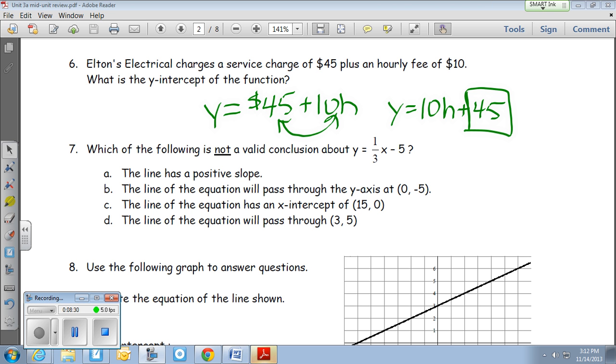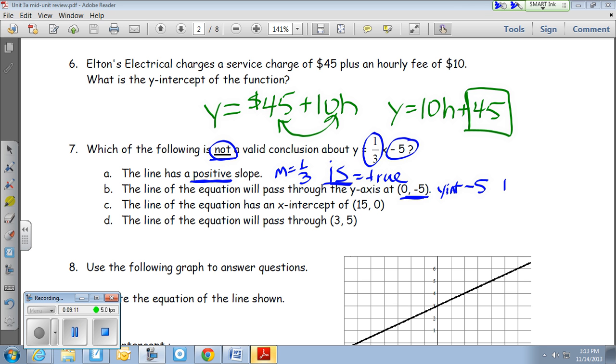Number 7, which of the following is not a valid conclusion about the equation y equals 1/3 x minus 5? Okay, so letter A says the line has a positive slope. Now here's my slope, 1/3. So it looks to be positive. So this is valid, this is true. Letter B, the line of the equation will pass through the y-axis at 0, -5. Now I know my y-intercept is at a -5. So I know that that's what this is. So this is also a true statement.